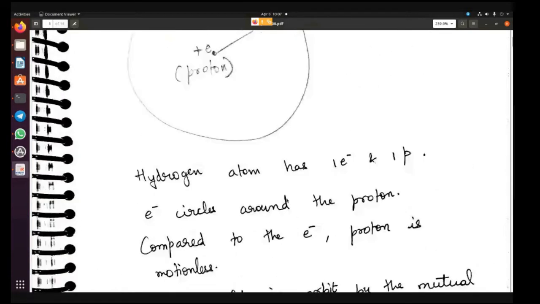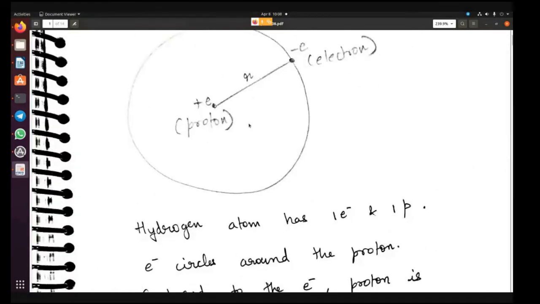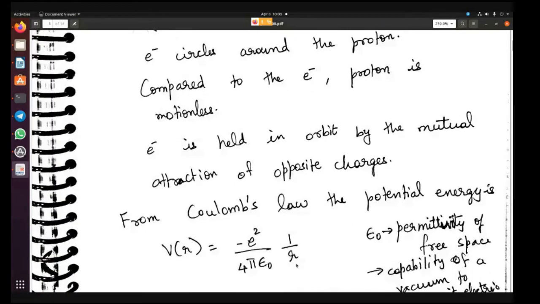So the potential that the electron feels because of the proton varies as 1 by r. Right, which means what? If it is inversely proportional to r, it means that when r is very high, when the electron goes very far away from the proton, it will experience less potential energy. And when the electron is very close to the proton, it is going to experience more potential energy.